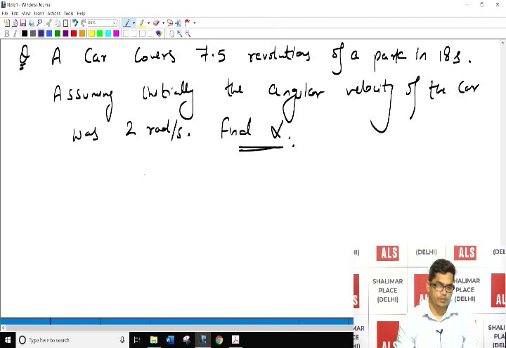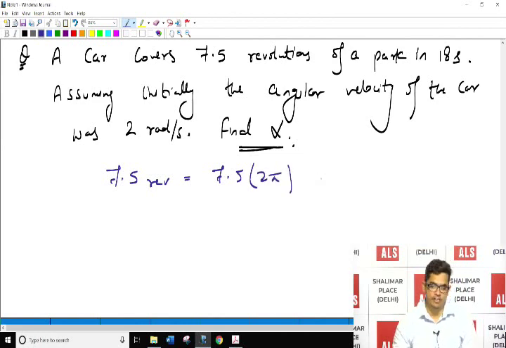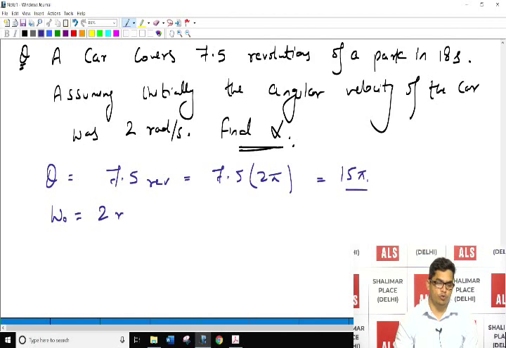Okay, guys, 7.5 revolutions mean 7.5 into 2 pi angular displacement, which equals 15 pi. This is your theta. Initial velocity is 2 radian per second, and what about the time? Time is 18 seconds. So what is the formula?